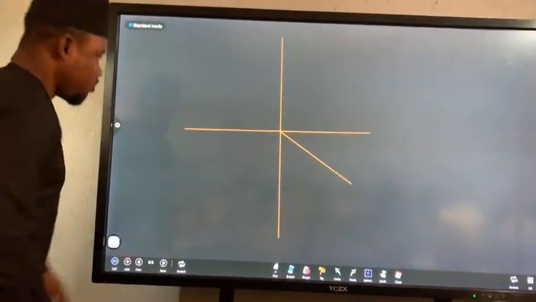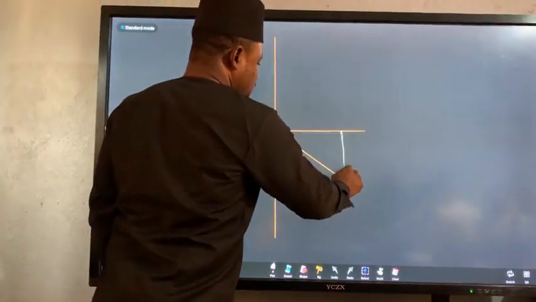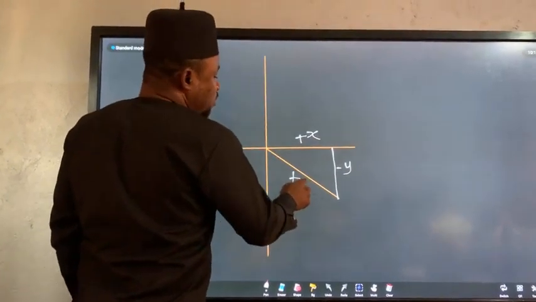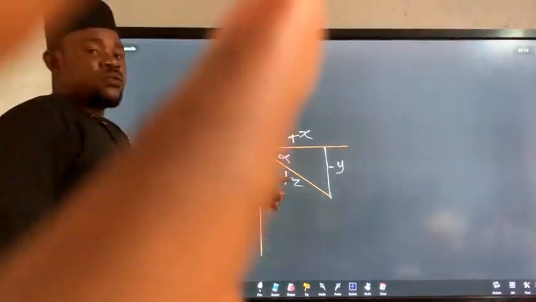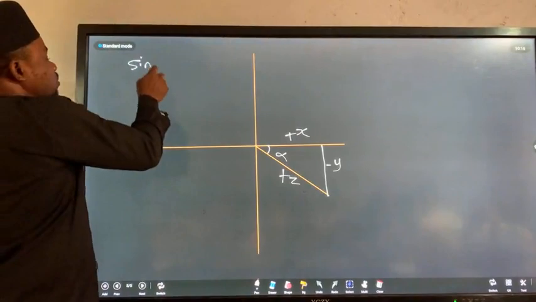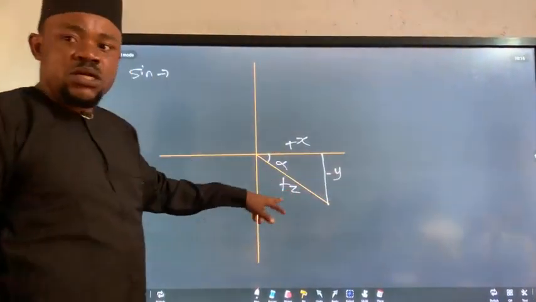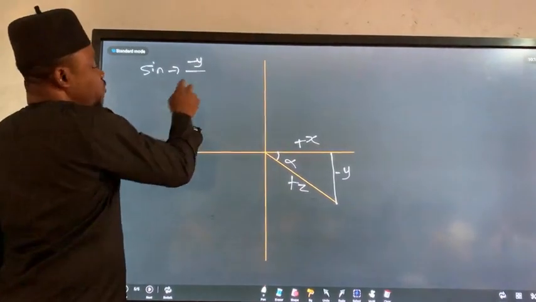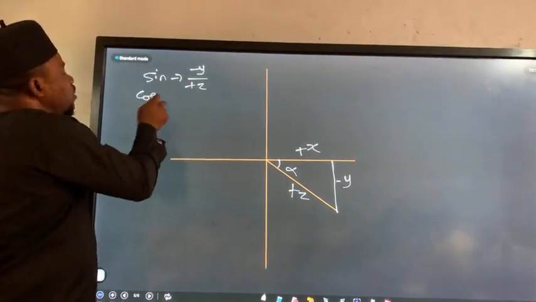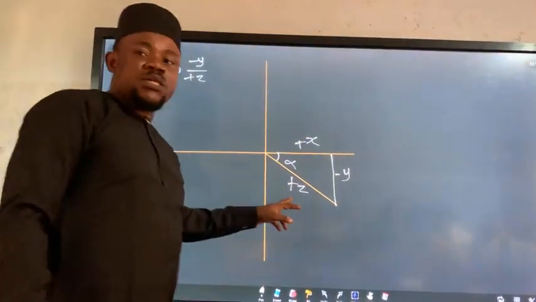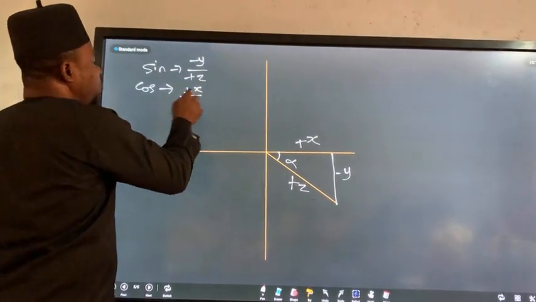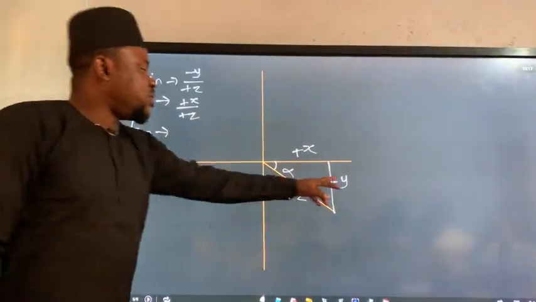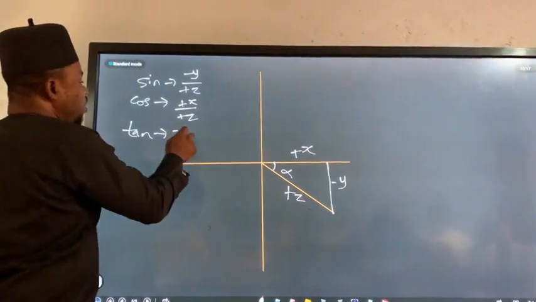Finally, I have this on the fourth quadrant. And here is negative y. This is positive x, plus this is positive z, right? Sine is opposite over hypotenuse. I have negative y over positive z. Cos is adjacent over hypotenuse. That's positive x over positive z. Then tan: opposite over adjacent. That'll be negative y over positive x.